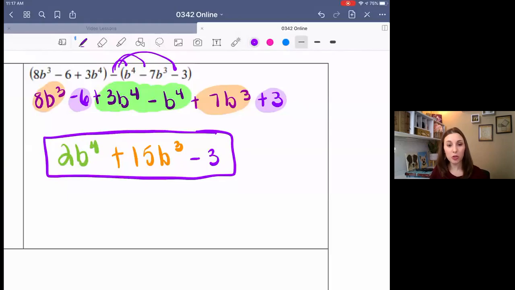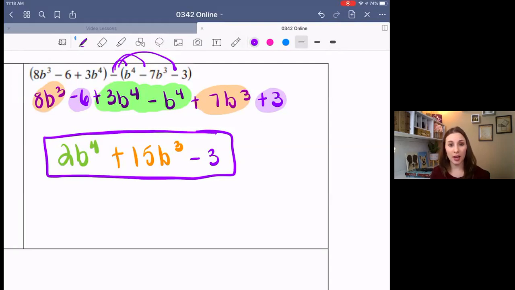So you could have chosen whatever method you wanted. You can stack them or do it horizontally. I went ahead and just did horizontally. Before I added like terms, I distributed the negative. So we're subtracting the entire second polynomial, which means that I need to subtract every term in the second polynomial. So that became a minus b to the fourth plus 7b to the third plus 3. And you have to make sure that you do that because it does make a big difference.